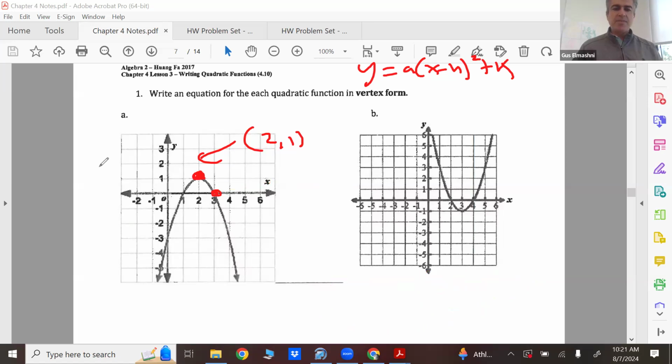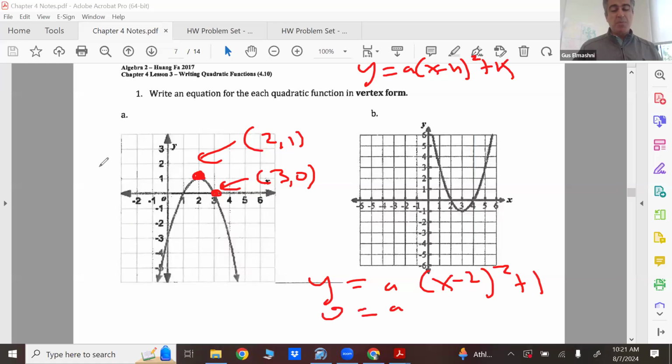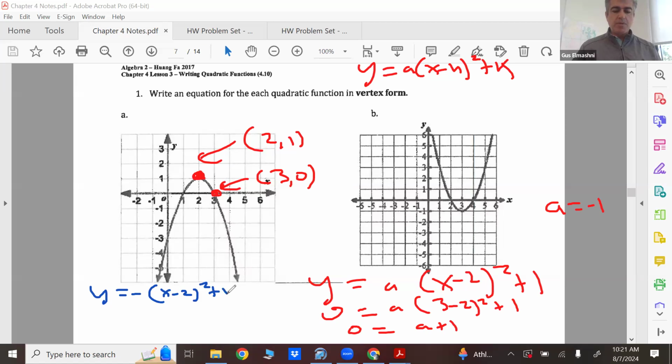All right. So we know the vertex form is y equals a(x minus h) squared plus k. The vertex is at 2, 1, and there's another point at 3, 0. So if we replace h with 2 and k with 1, we plug in the other point on the graph. You can also plug in 1, 0. It's up to you, but any point you can identify, plug it in for x and y and then work it out. You should get a plus 1 equals 0, or a equals negative 1. So the equation of the graph would be y equals negative (x minus 2) squared plus 1. That's all.